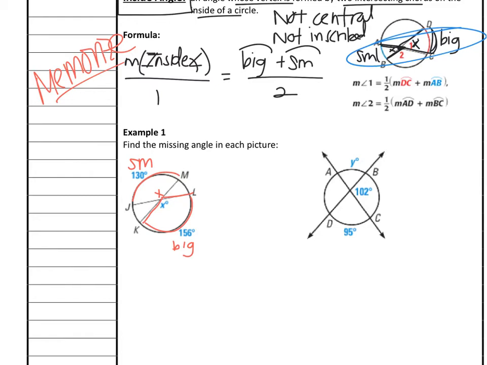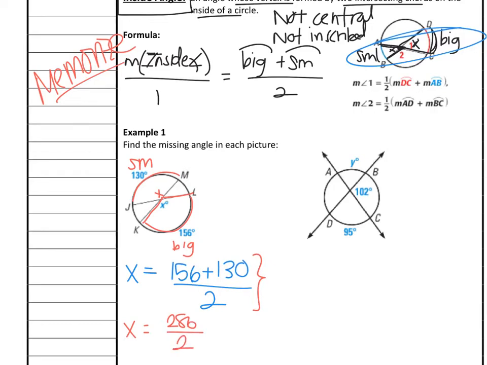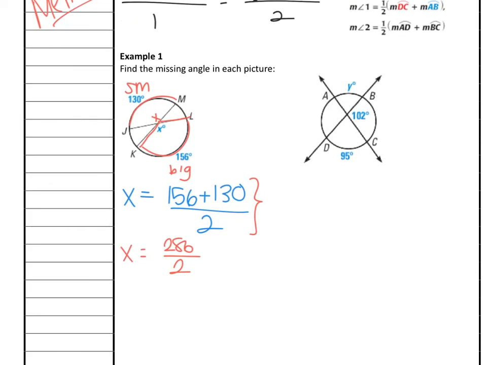Okay, so we know that this angle X is equal to the sum of the arcs, so 156 plus 130, and cut it in half. I could put this over 1, but it's not going to be helpful in this case because I won't need to cross multiply this since these are just numbers. So x equals 286 over 2, and therefore x equals 143 degrees. Nice and simple. They were all in a straight line.